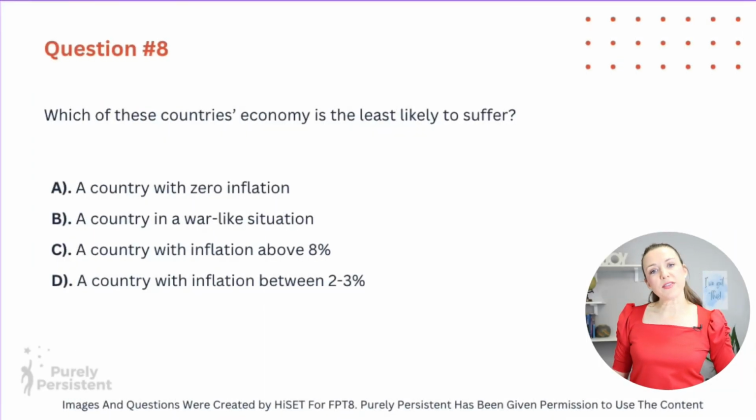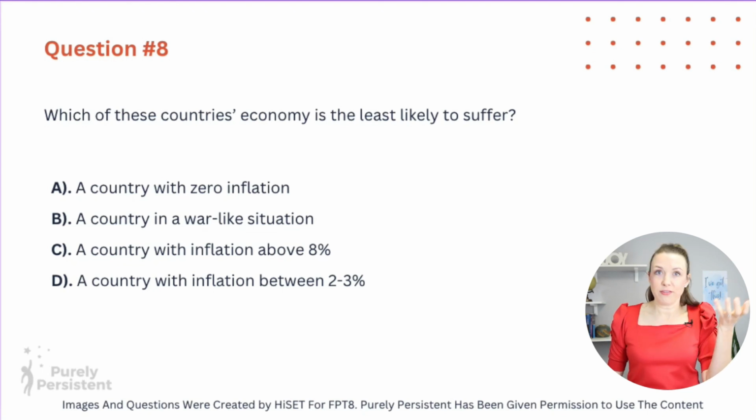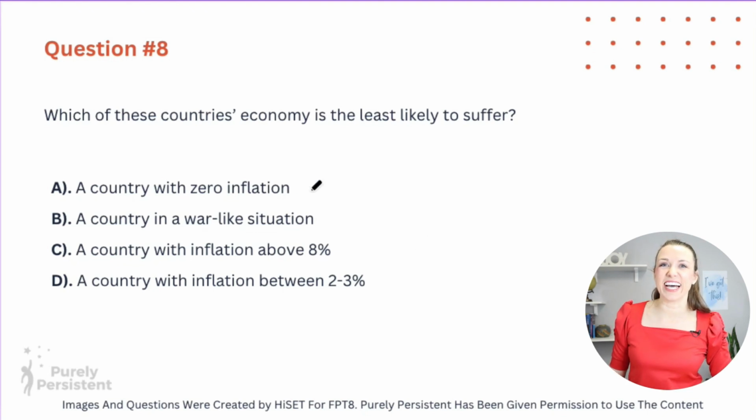Number 8. Which of these countries' economies is the least likely to suffer? Okay, remember how I paused the reading and I pointed out what it said, that some inflation is important, right? It keeps the economy going. So do we want a country with zero inflation? Can you imagine if things were the same price as they were in the 1930s or in the 1950s? You go to the store and you buy a bottle of soda, maybe Coca-Cola, and it's like 10 cents. Can you imagine that? So we need a little bit of inflation, that is good, right?